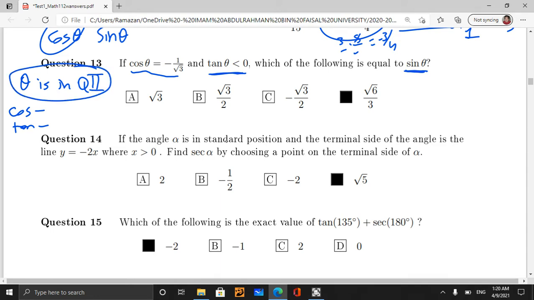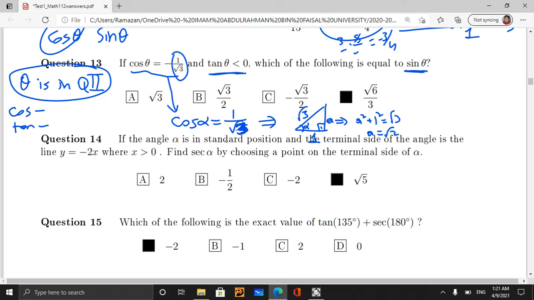Then you use its reference angle, alpha. You can directly say cosine alpha is equal to the positive value of cosine, which is 1 over square root 3. Then you can form the right triangle here. The adjacent side is 1, the hypotenuse is square root 3, and if the other side is a, then a squared plus 1 squared is equal to square root 3 squared, and a turns out to be square root 2. So we end up with this triangle.